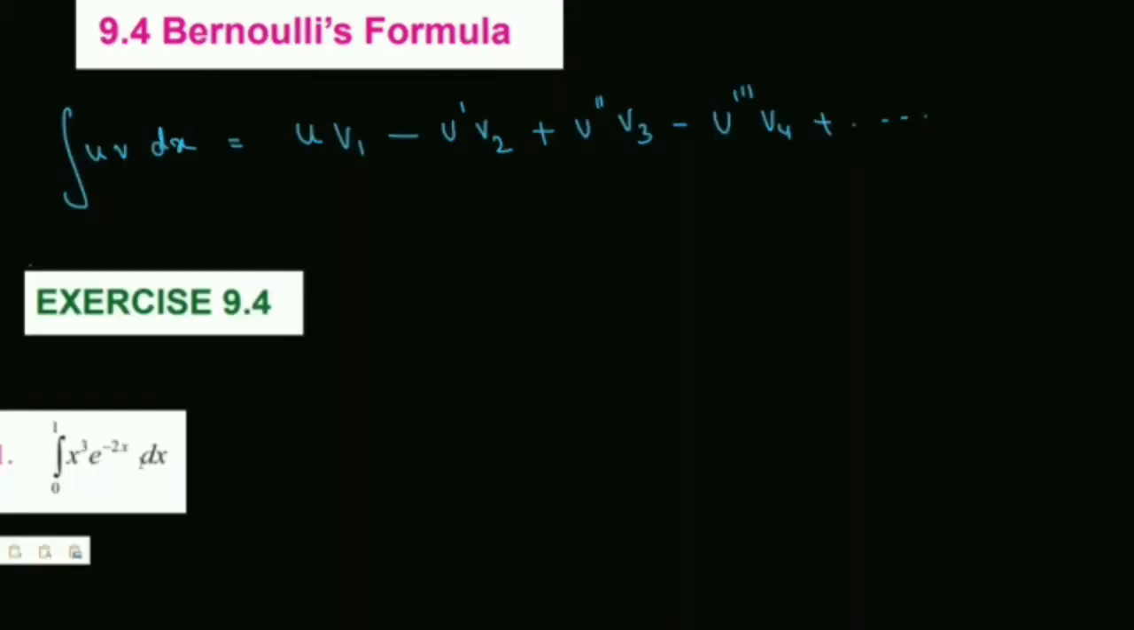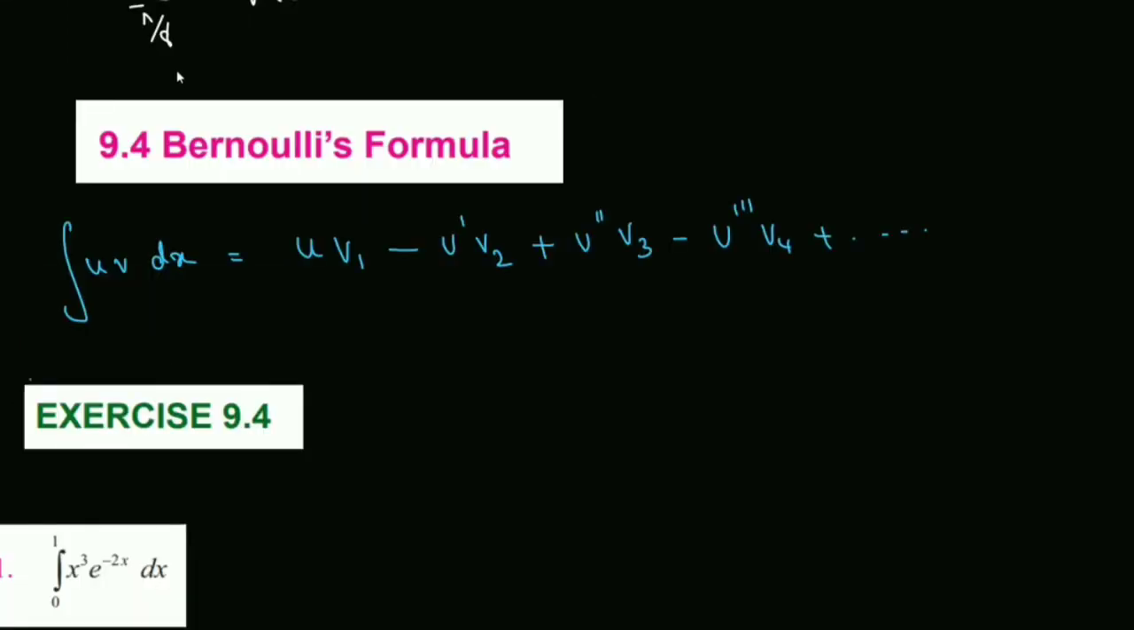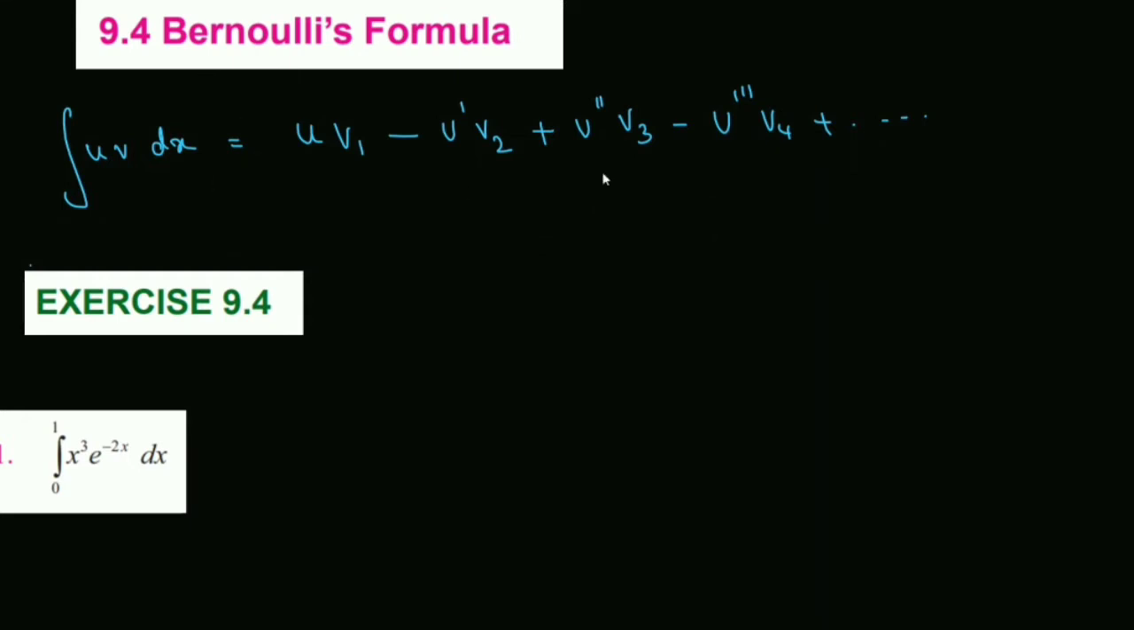Exercise 9.4. First one is integral 0 to 1 x cube into e power minus 2x dx. This is Bernoulli's formula. This is an extension of the integration by parts. So you have learned integration by parts: uv minus integral v du. Here you have to choose the functions u and v. So there is a format, a method to choose.